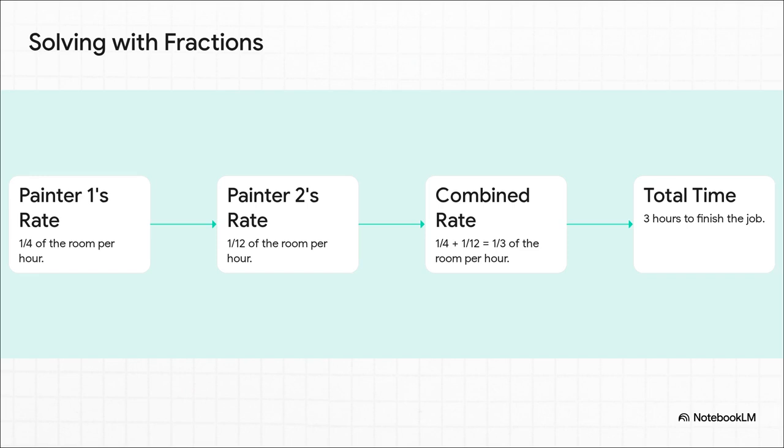Painter 1 does 1/4 of the room per hour. Painter 2 does 1/12. We add those fractions, which means finding a common denominator, and we get that together they knock out 1/3 of the room every hour. So to do the whole room, it takes them 3 hours. It works. We got the answer.